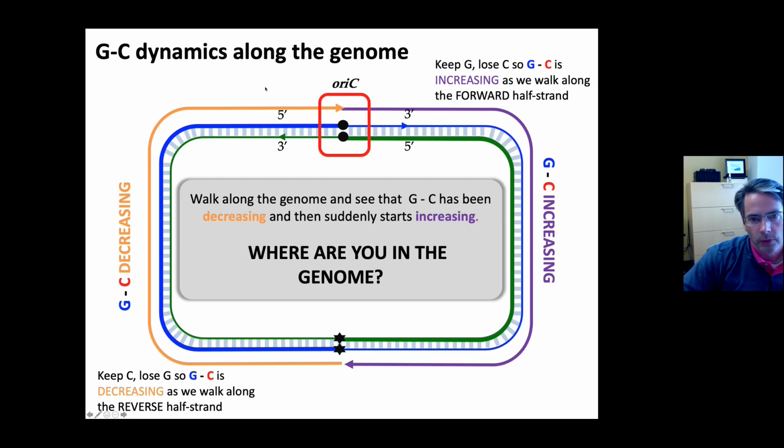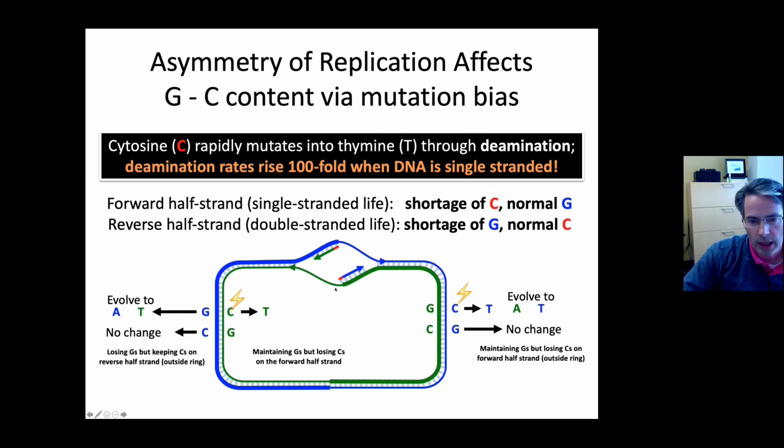Well, if you do that mental exercise of walking around how replication works, it turns out that when you get to this point where the GC has been decreasing on the orange line there, and then it suddenly starts to go up, then you are at the origin of replication. So backing up a step, that part right there makes sense: you've been going down, down, down, down, and then all of a sudden you start going up, up, up, up.